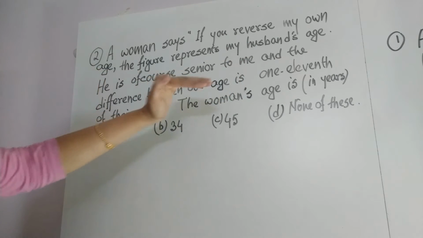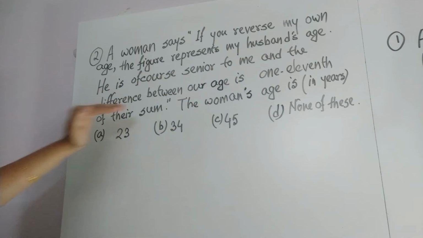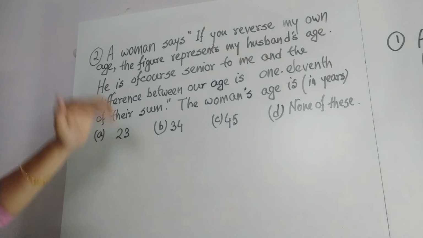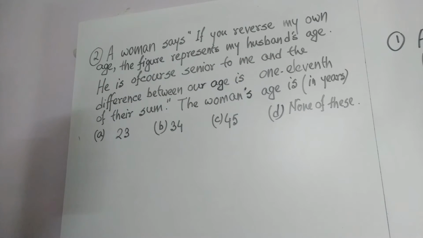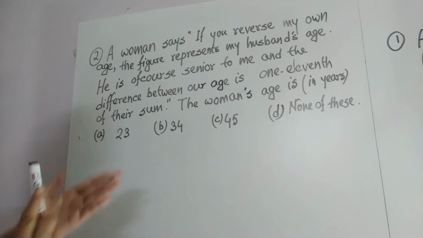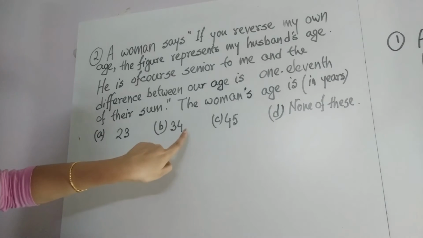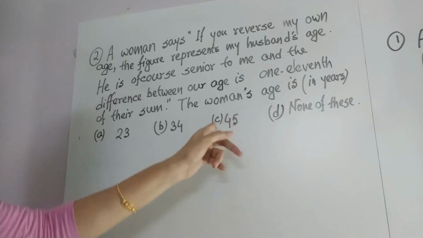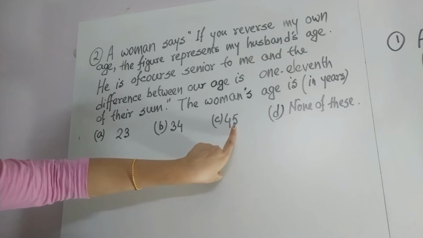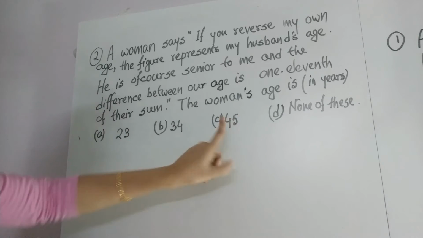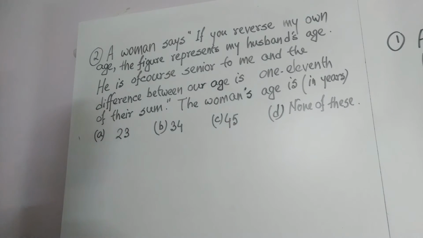And the difference between our age is 1/11th of their sum. So, the difference between their age will definitely be 9. This is the trick. See, 32 minus 23 will be 9. 43 minus 34 will become 9. Here also it will become 54 minus 45 will be again 9.